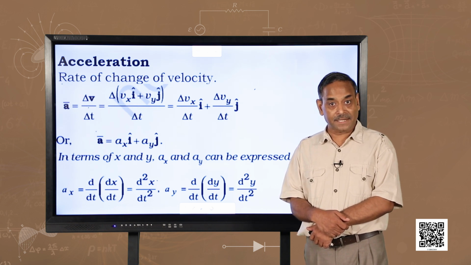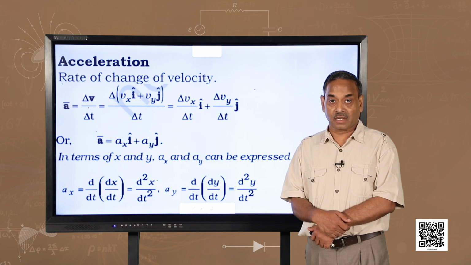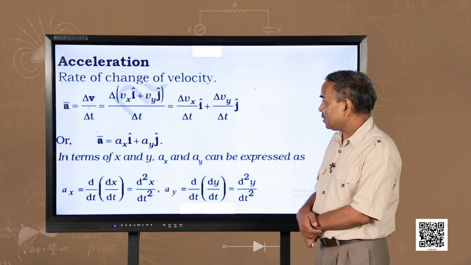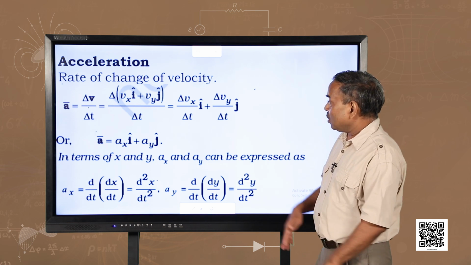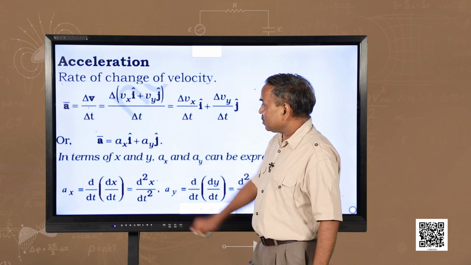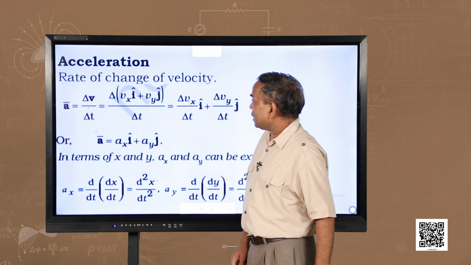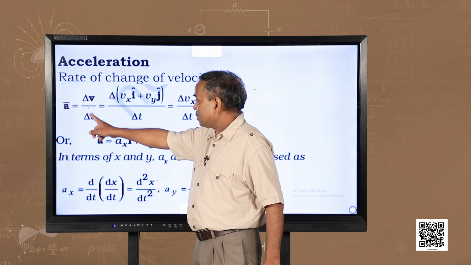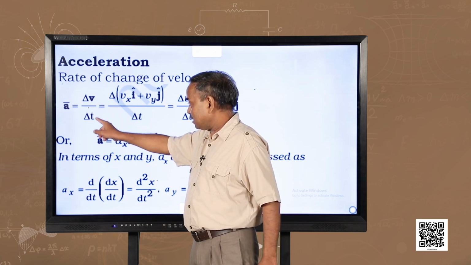In the case of a plane, what happens? It is very interesting, my dear friends. We will do it graphically. By definition, acceleration is the rate of change of velocity, meaning the vector a is equal to the change in velocity delta v over delta t.